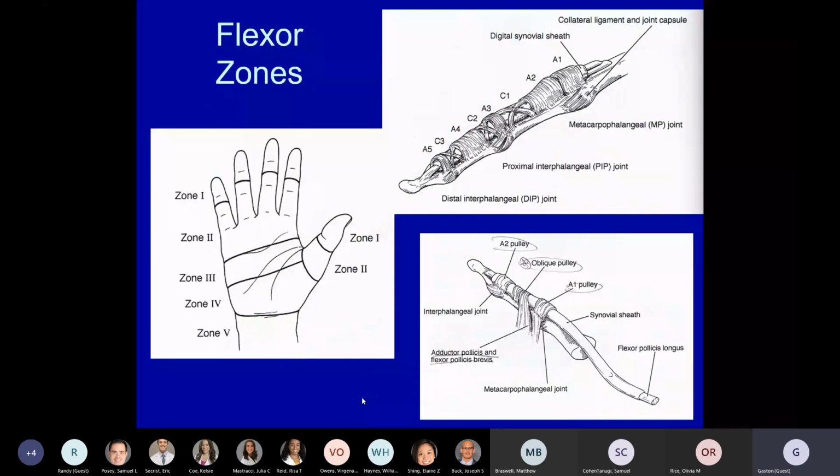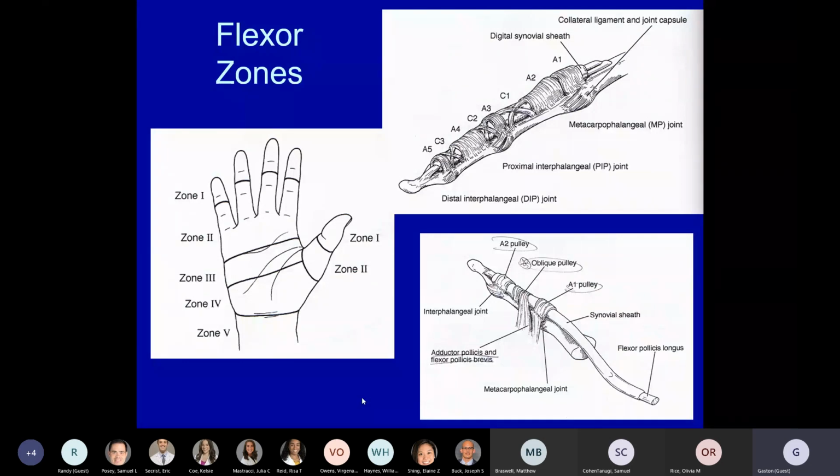The zones of flexor tendons. Zone 1 is where there's only 1 tendon, so it's distal to the FDS insertion. Zone 2 is where there's 2 tendons in the flexor sheath, so it's from the A1 pulley to the insertion of the FDS. Zone 3 is between the A1 pulley and the distal edge of the transverse carpal ligament. Zone 4 is in carpal tunnel. Zone 5 is proximal to that.